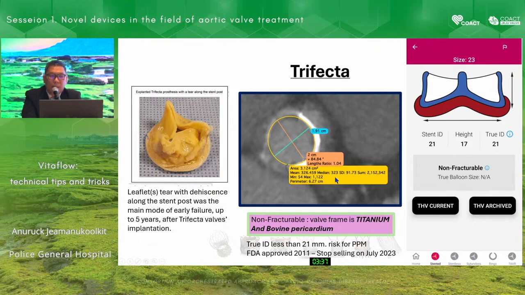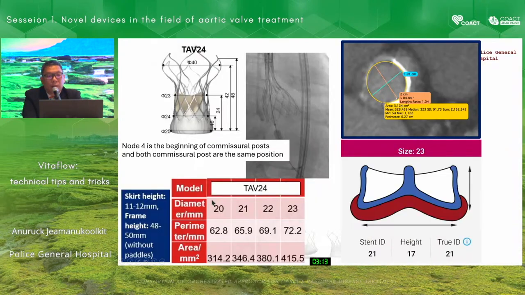it will be very difficult to do PCI after TAVI. The Trifecta went off the market in July 2023 because it had early valve degeneration: it has an external skirt and a problem with commissural post tearing, which causes very rapid degeneration. In this case, he had the Trifecta size 23. The inner diameter is 21. So we choose the 24 valve.